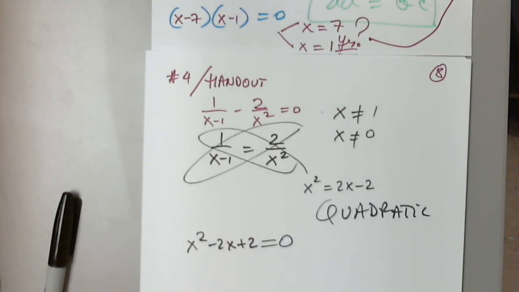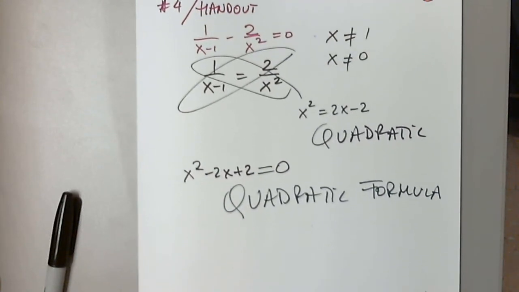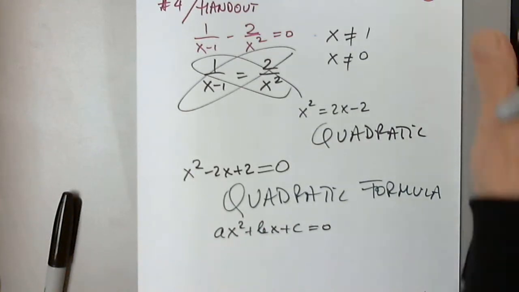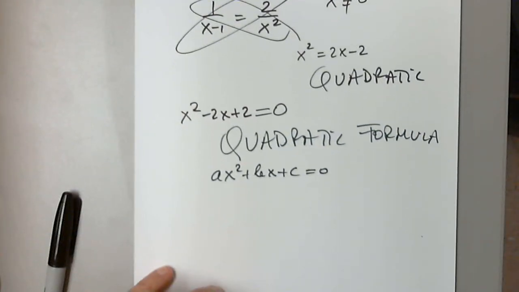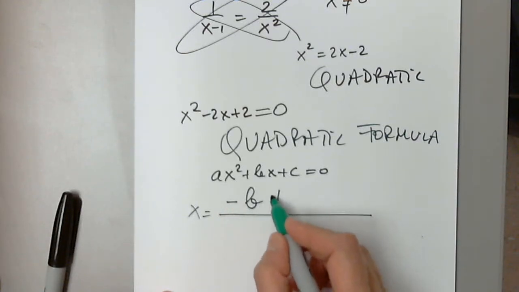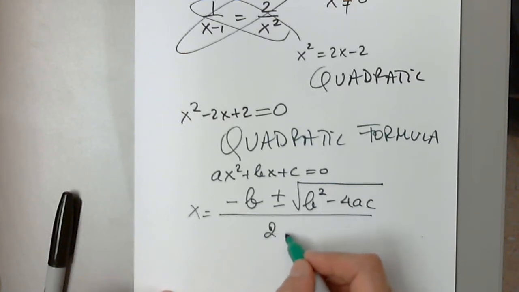However, this polynomial is not factorable. There's nothing you can do. And the only option here is, thank you, the quadratic formula. Should I write it? Yes, please. So for ax squared plus bx plus c equals 0, only in that format, we have x equals negative b plus or minus the square root of b squared minus 4ac over 2a.